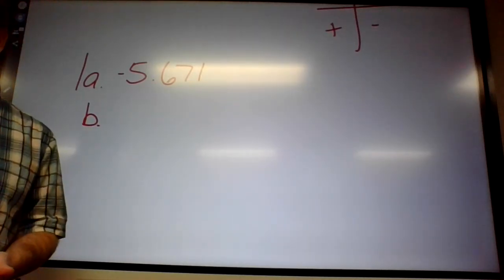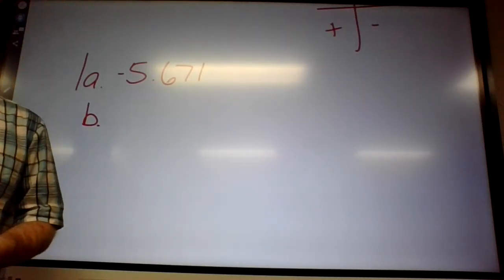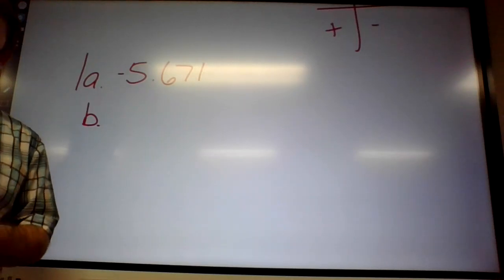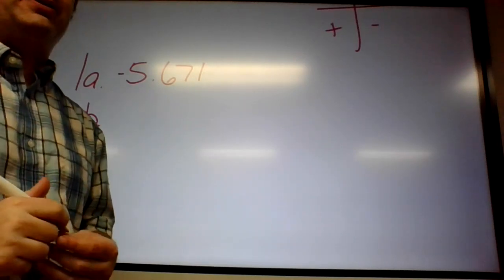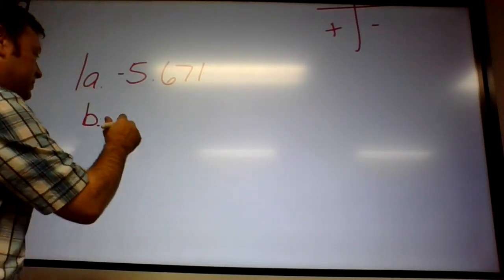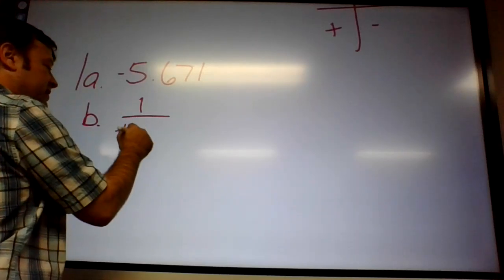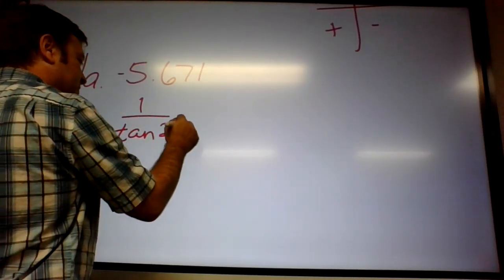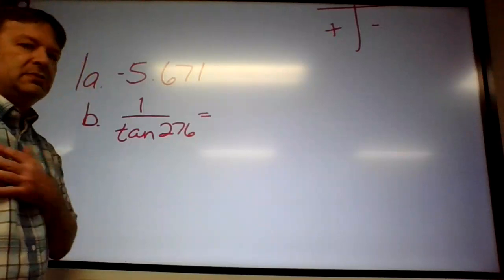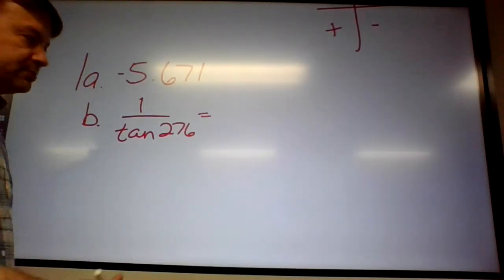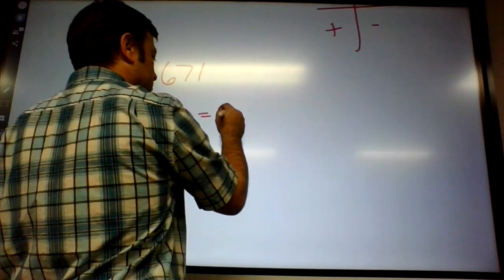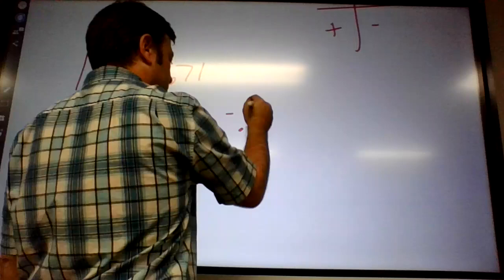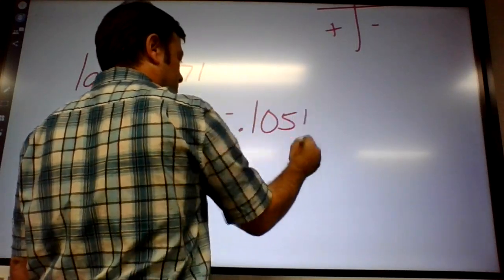This is why they're doing it, because it says cotangent of 276, but cotangent's not in your calculators. So what are we going to do about that? 1 over. Yes, you can plug in 1 over tangent of 276. What'd you get? Negative 0.105.